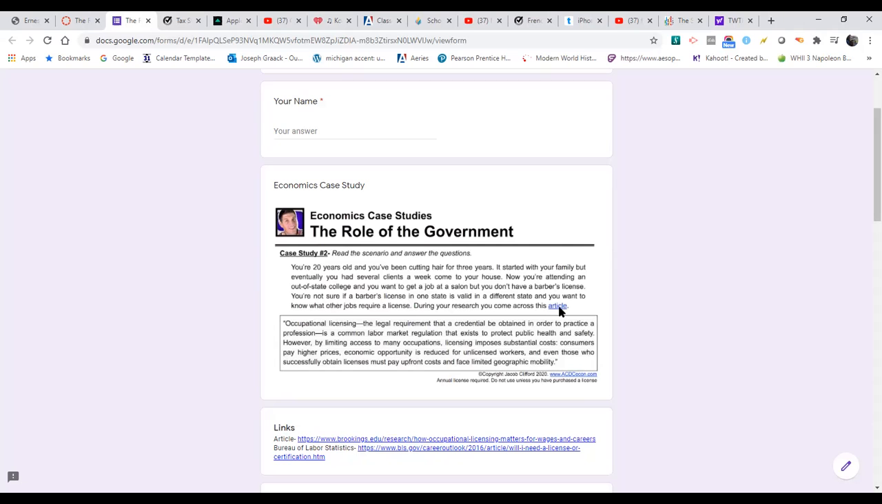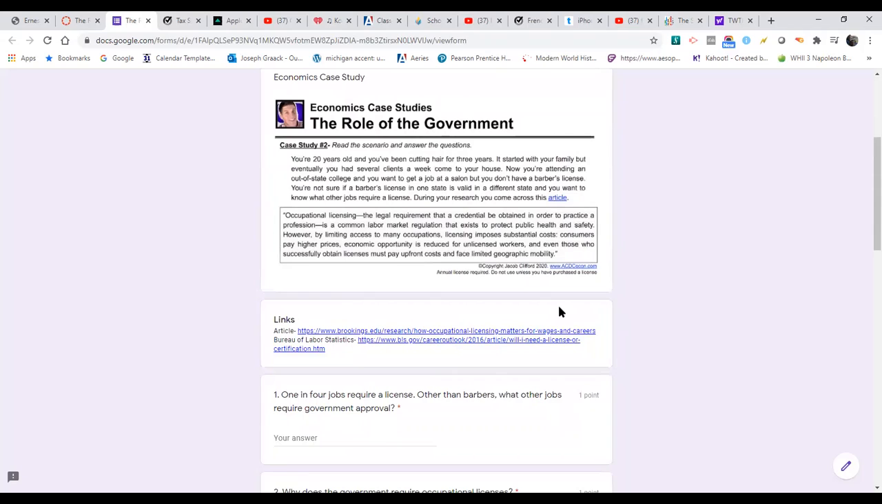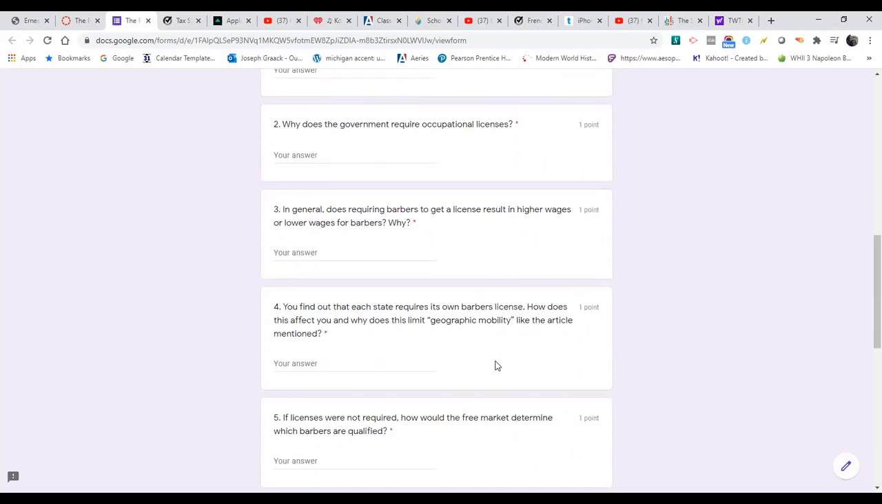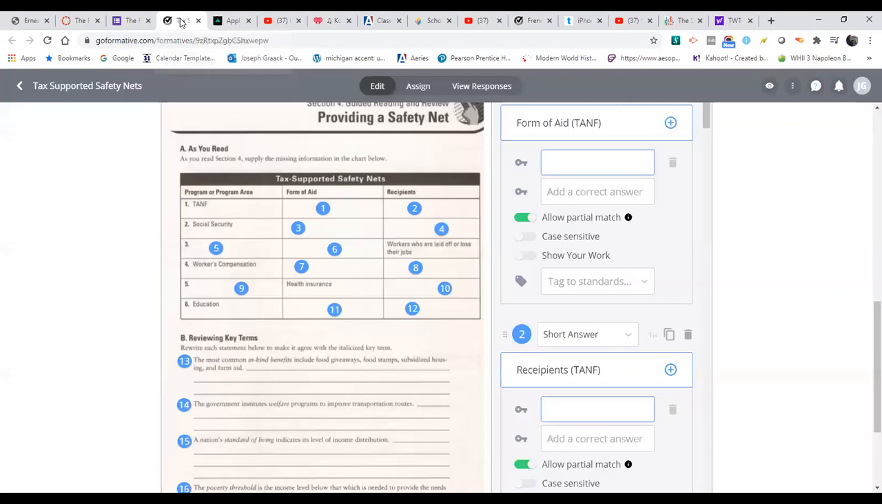So there is a research article here. And as you can see, it says occupational licensing is the legal requirement that a credential be obtained in order to practice a profession. Real estate has that. To be a teacher has that. To be a doctor has that. To be a lawyer has that. So these are the links here to these articles, and then you're just going to fill that in and submit that again. So those 2 items, this is the first assignment.